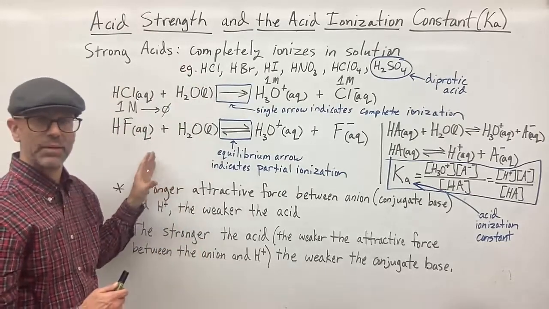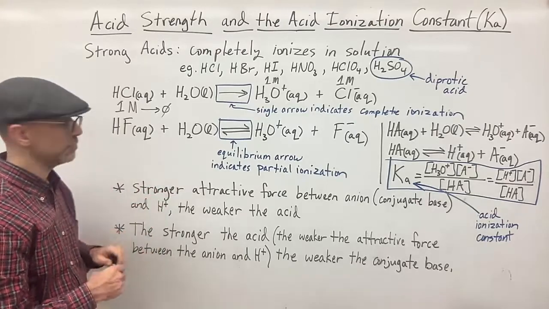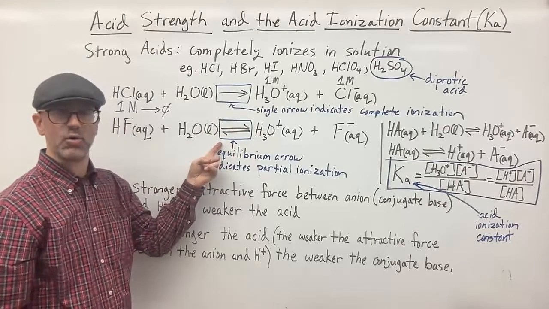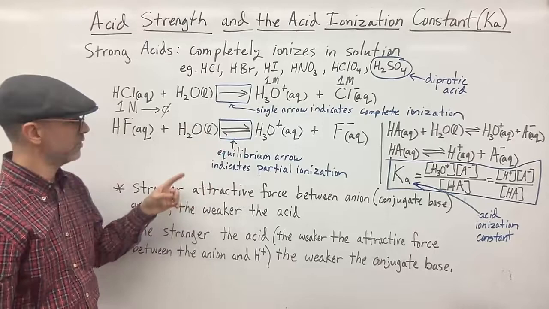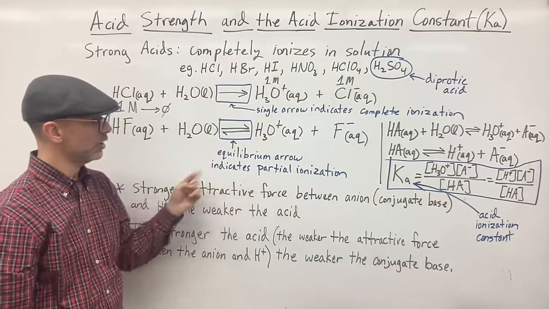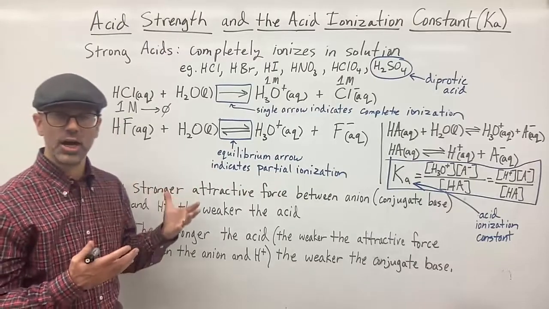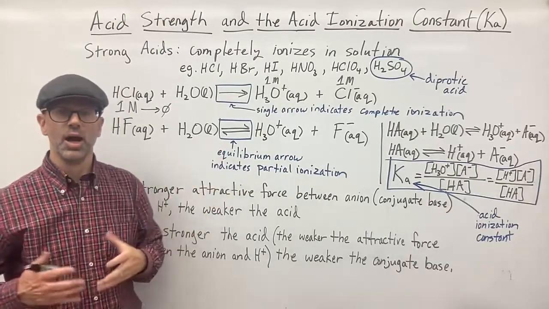So we use the same definitions to refer to weak and strong acids. And then we use this double arrow, the equilibrium arrow, to suggest that this is an equilibrium, and this indicates that you have partial ionization. Another way we can talk about this is how far the equilibrium lies.